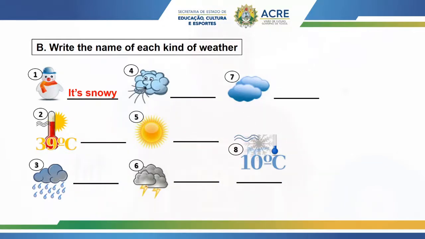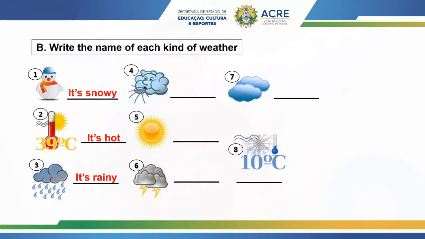Right, so let's go. Question number 2. You can see here 39 degrees, so it's a high temperature. What's the weather like in number 2? It's hot. Number 3. Look at the picture number 3. What's the weather like here? It's rainy.